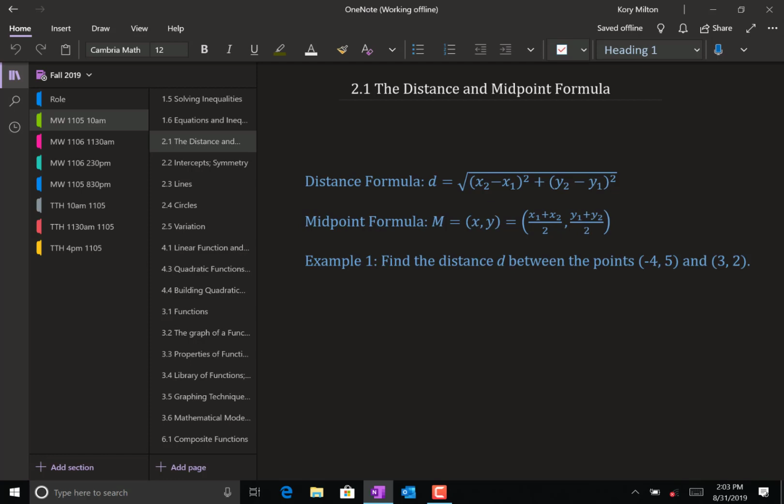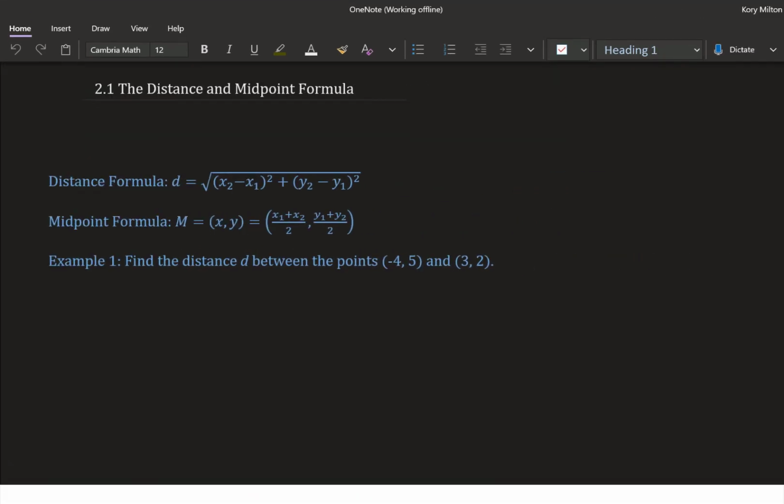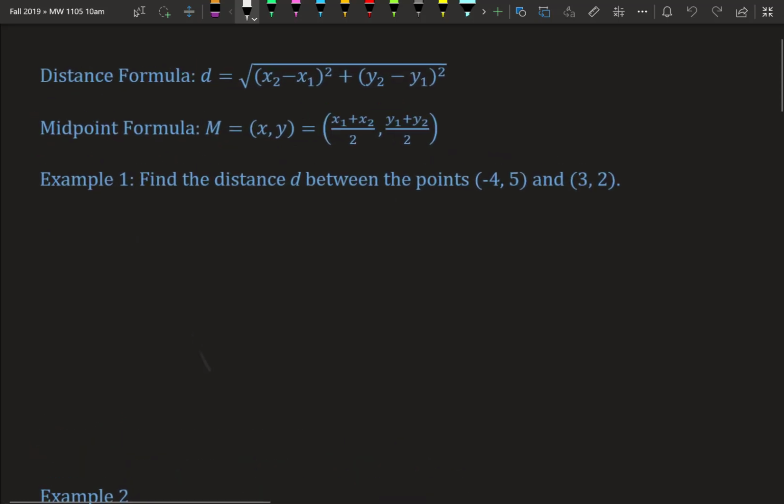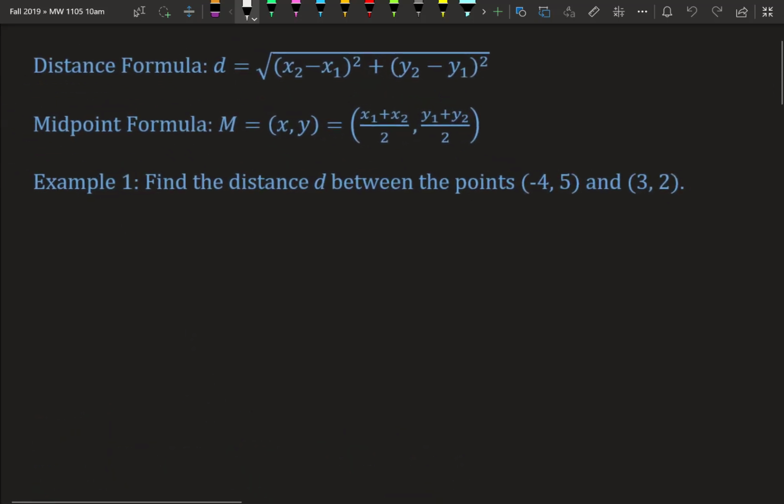2.1 The distance and midpoint formula. You are going to have to memorize these formulas for the test, so don't even ask. You're not going to get formulas from me.